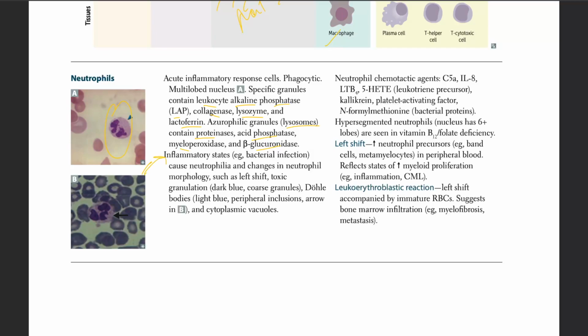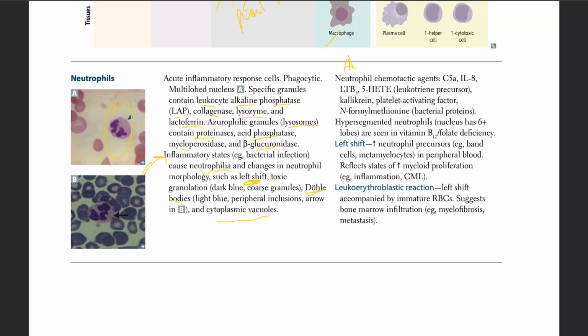Inflammatory states like bacterial infection cause neutrophilia and changes in neutrophil morphology, such as left shift and toxic granulation. Look at the toxic granulation: dark blue coarse granules, and Döhle bodies, which are light blue peripheral inclusions, arrows in A, and cytoplasmic vacuoles.